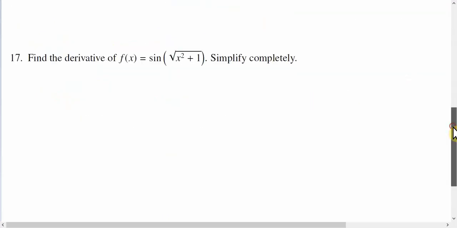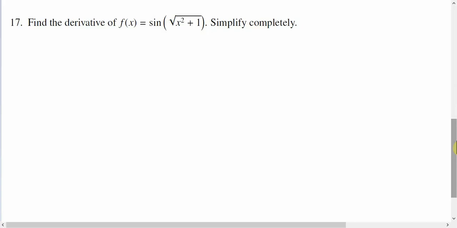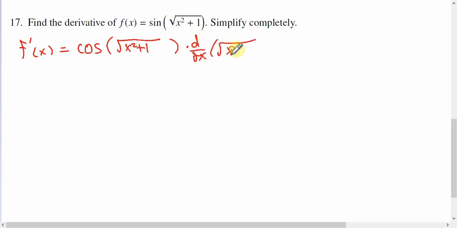And then the last one here on this page, chain rule, because I've got something on the outside, something on the inside, so I'll just start on the outside. Take the derivative of the outside function. Well, derivative of sine is cosine of blank. You fill in the blank with the inside function, and then you have to multiply by the derivative of that inside function. And then you go through again.